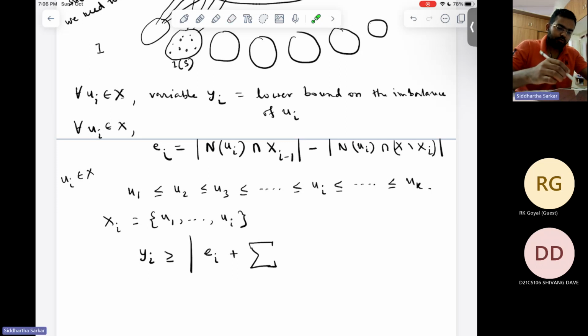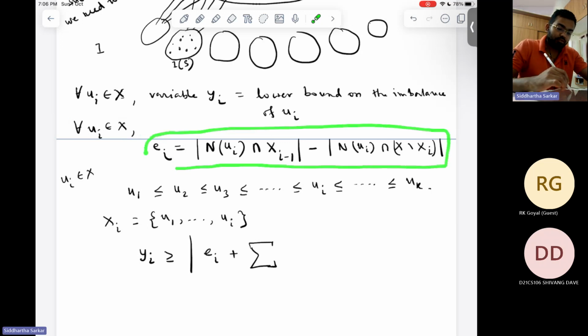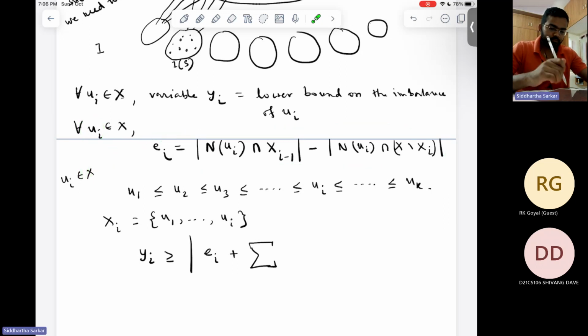So let's try to translate what this means. We have defined for every vertex in the vertex cover a variable called ei. So ei encapsulates the imbalance of the vertex ui with respect to the vertices in the vertex cover, but it does not encapsulate the imbalance of the vertex ui with respect to the other vertices, the vertices which are not in the vertex cover.